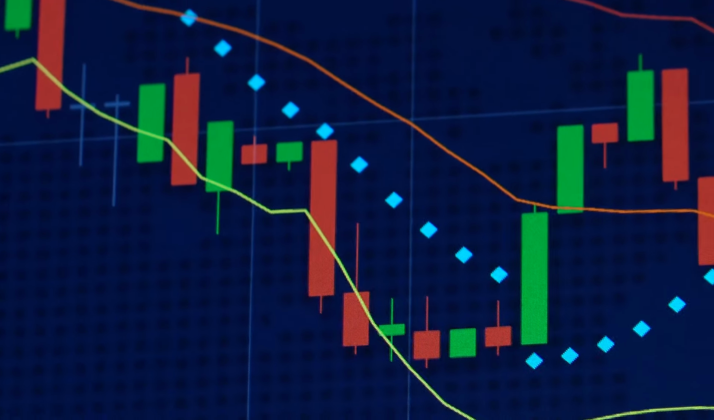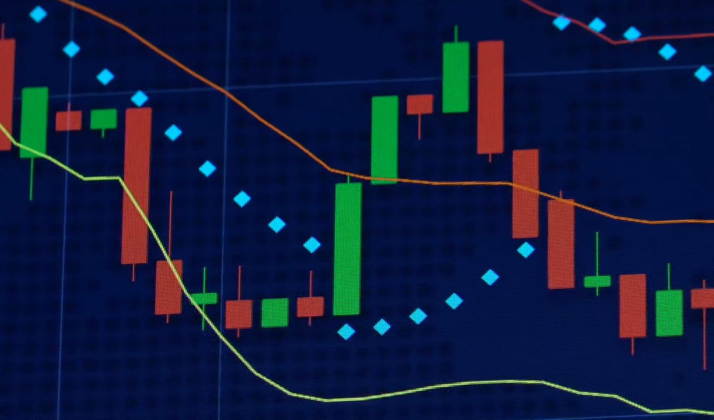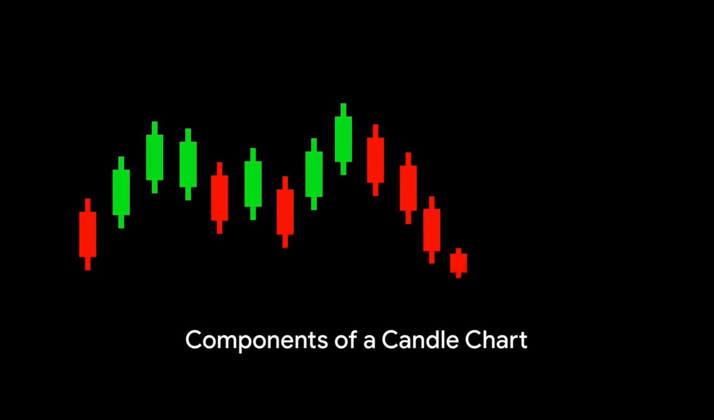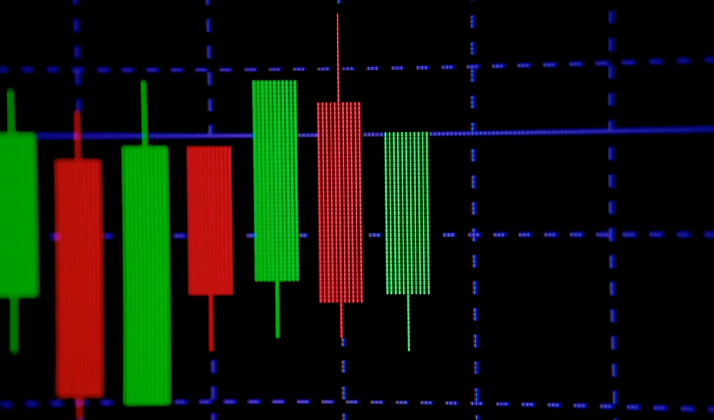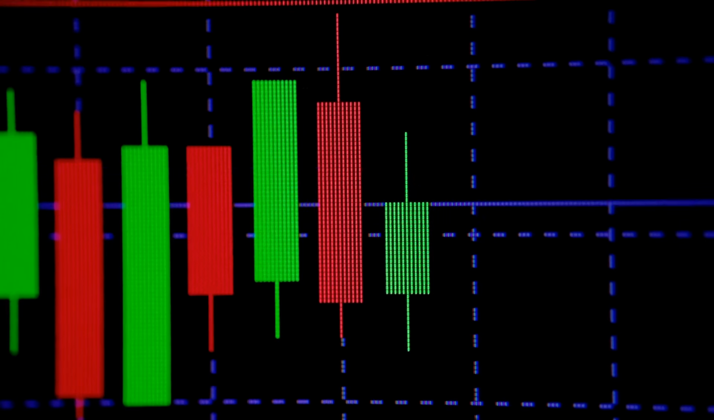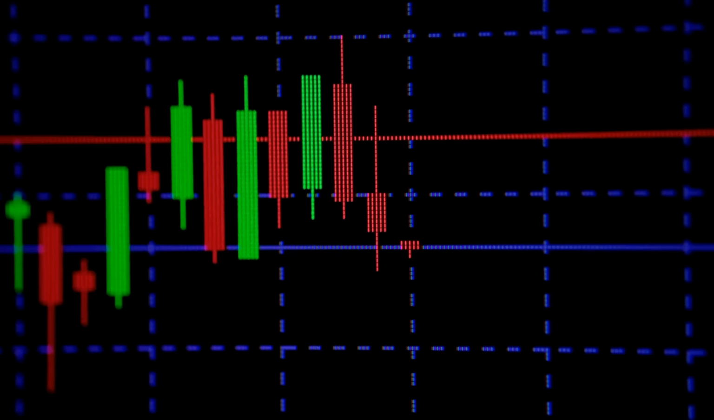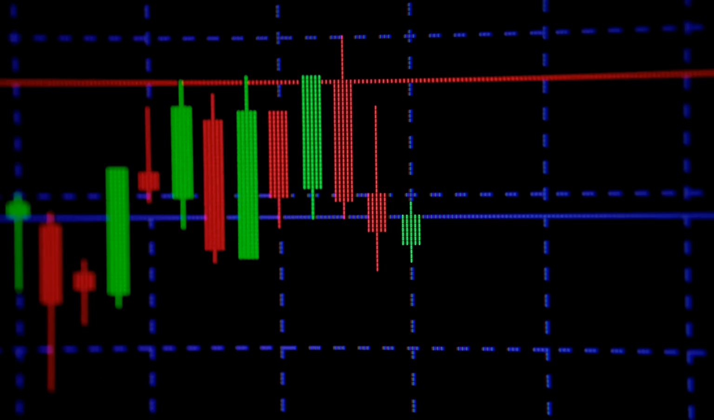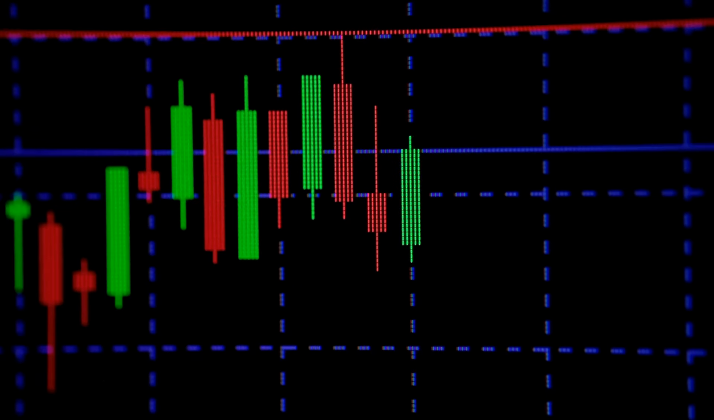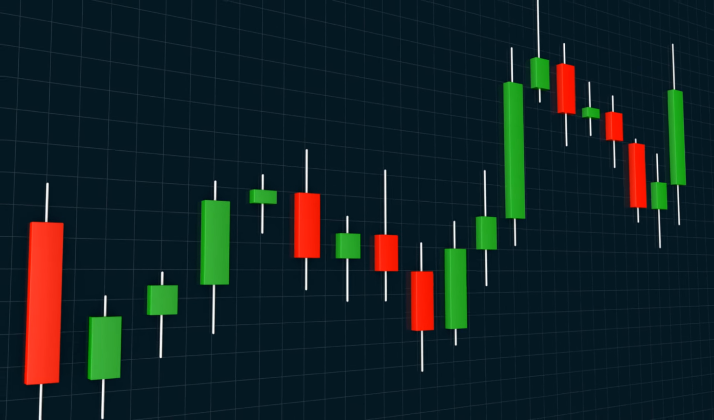Now that we know what a candle chart is, we move on to understanding its components. A candlestick chart is made up of individual candles. But what does each candle represent? Each candle in a candlestick chart is a visual representation of four crucial pieces of data within a set period: the opening price, the closing price, the highest price, and the lowest price. This information is displayed through two main components of a candle: the body and the shadows, also known as wicks.